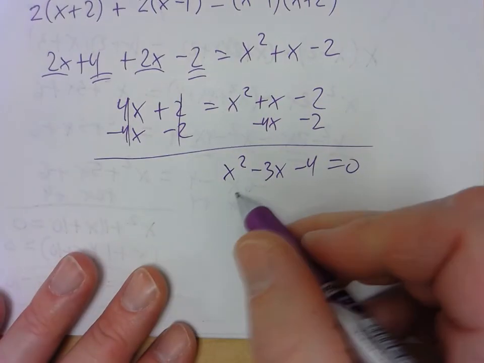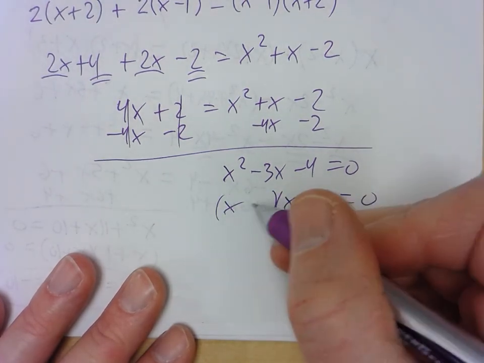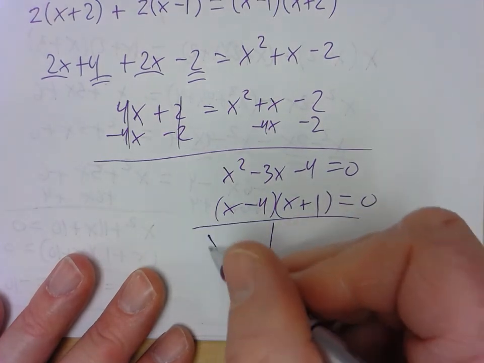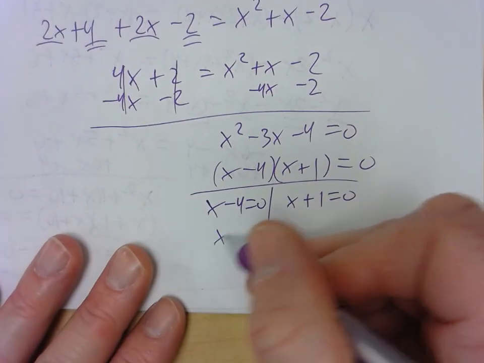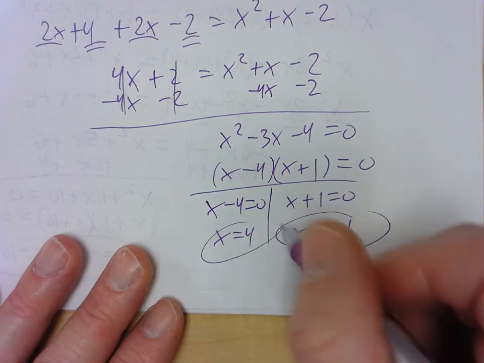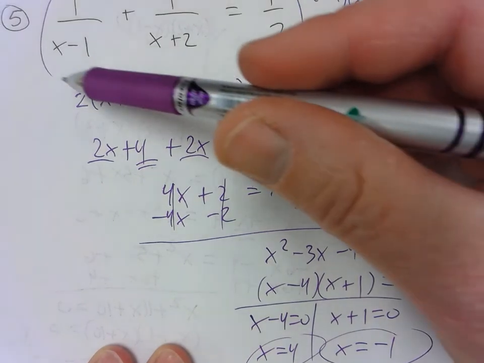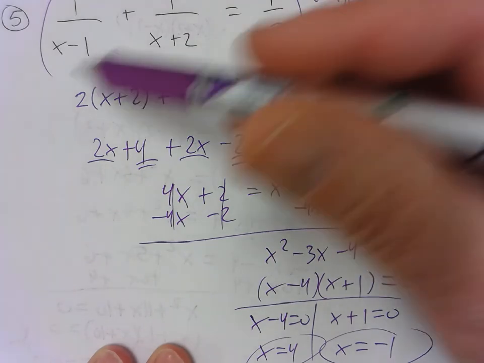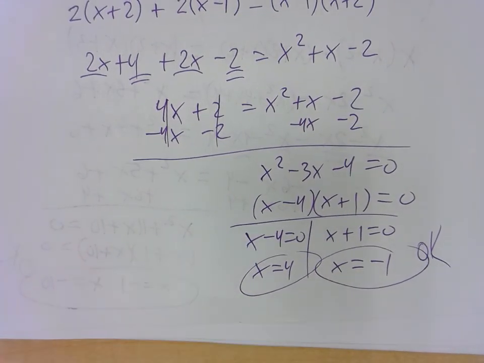Okay, factor, because this does factor. If it didn't, we'd use the quadratic formula. Minus 4 and plus 1. Zero product property. Set the factors equal to 0. And we get x is 4 and x is negative 1. Then we go back and check these in the original. So if I put 1 there, that would be bad, but negative 1 is okay. And then 4, yeah, 4 would work, it'd be okay. So these two are the correct solutions, and that's it.